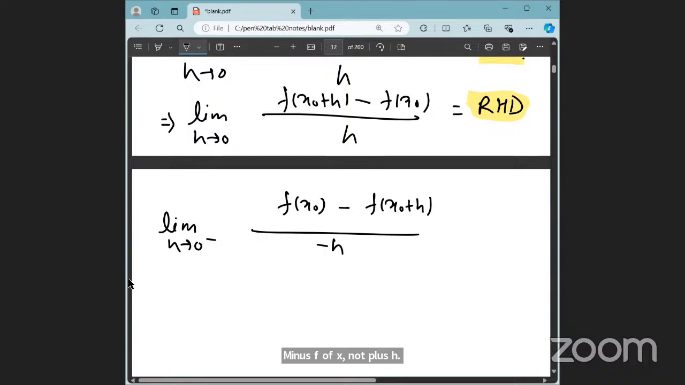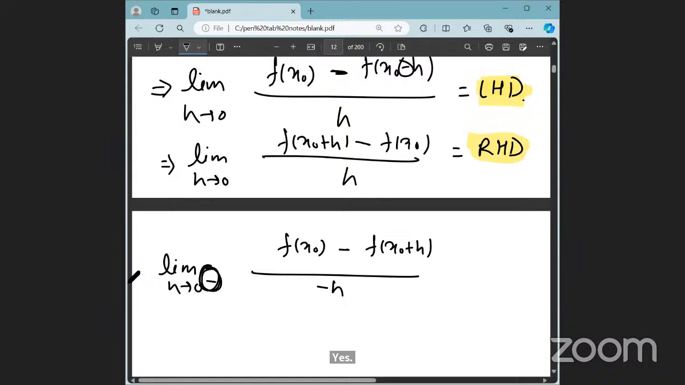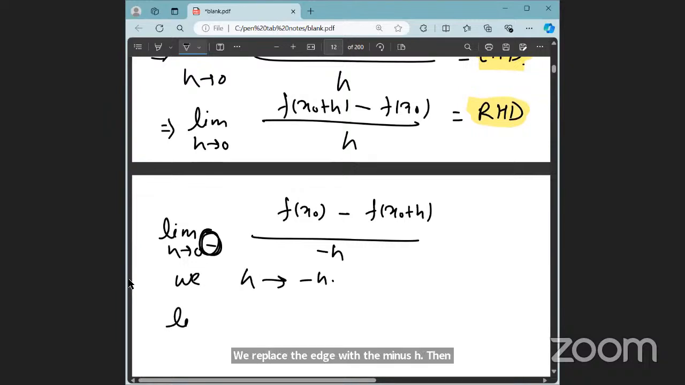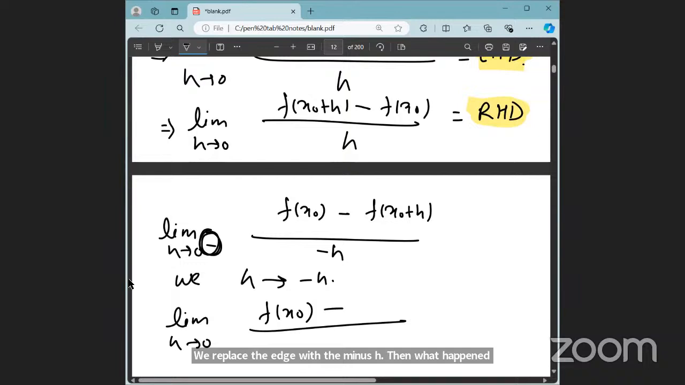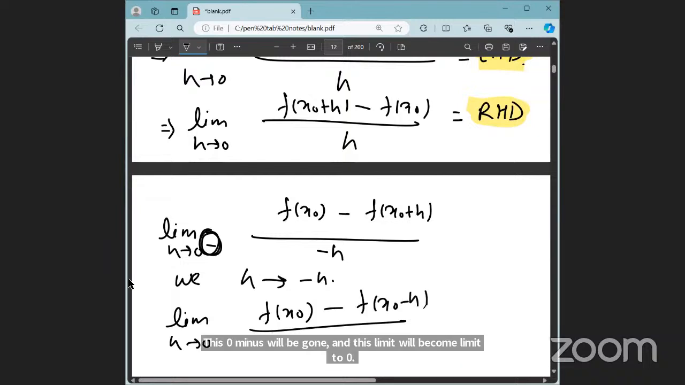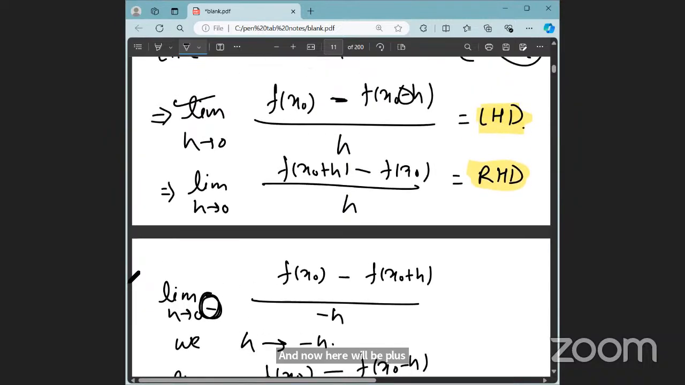Yes. So what we did, we removed the 0 minus. That's why we get this limit. And you replaced h with minus h. We replaced h with minus h. Then this 0 minus will be gone and this limit will become limit h going to 0, f of x naught minus f of x naught minus h, and now here will be plus h, right? So the same thing is happening, right?